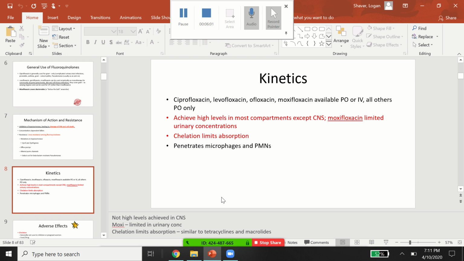And then Moxie specifically is limited in urinary concentrations. And this chelation thing, like I said, will come back, and that's one of its adverse effects. With that chelation, it limits absorption because it blocks those receptors and those channels, right? So it's harder for absorption to take place because all that metal ion stuff is in the way.